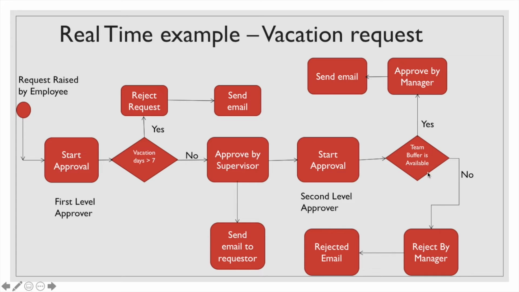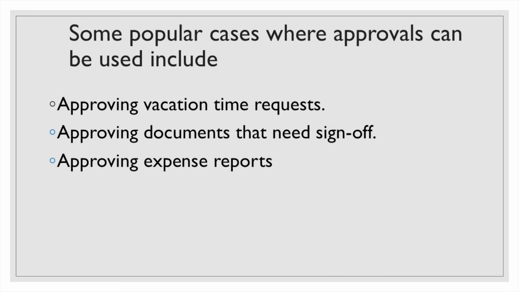In the second level, the approver will see whether the team buffer is available if that employee takes this vacation. If it is okay with him, he will approve, or else he will reject at the second level. These types of workflows we can achieve with Power Automate. Some of the popular cases where approvals can be used are approving vacation time requests, approving documents that need sign off, and approving expense reports.